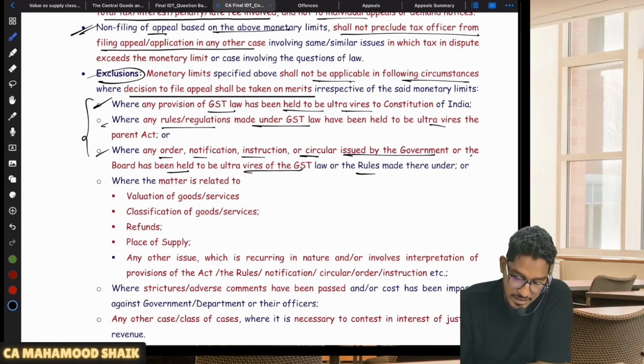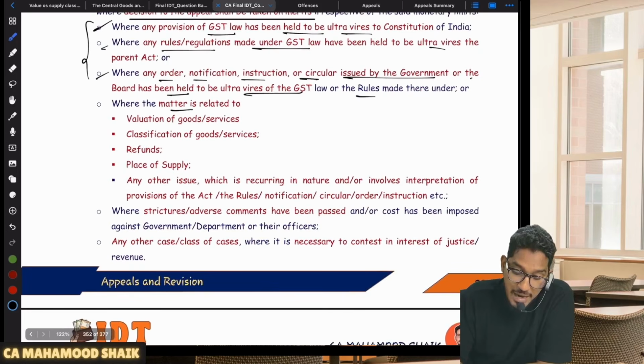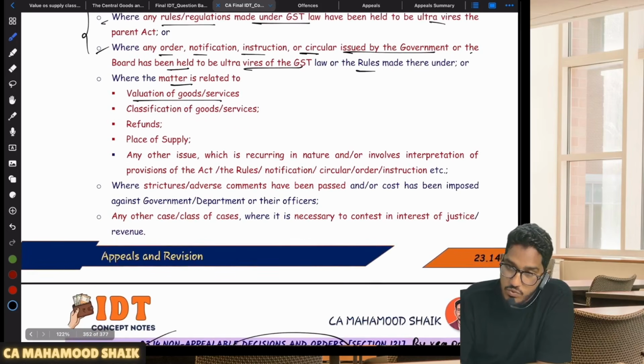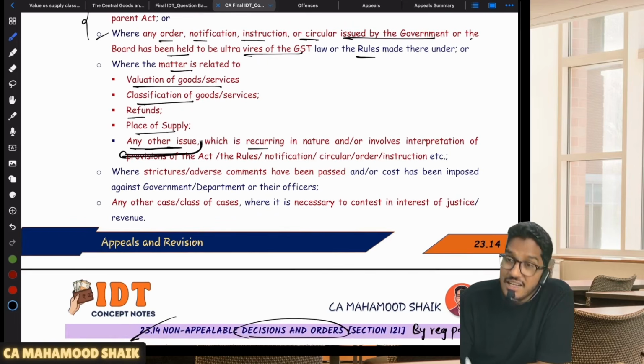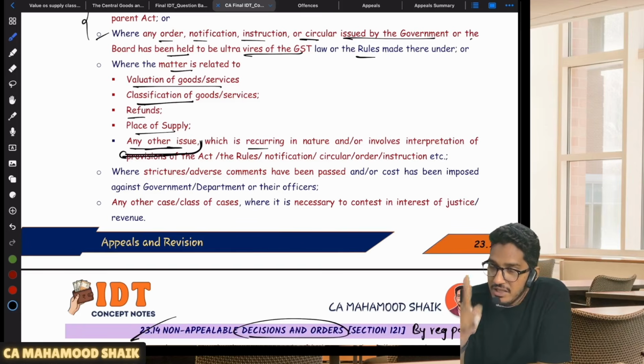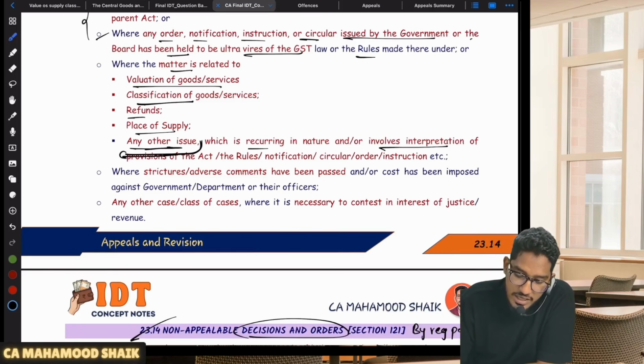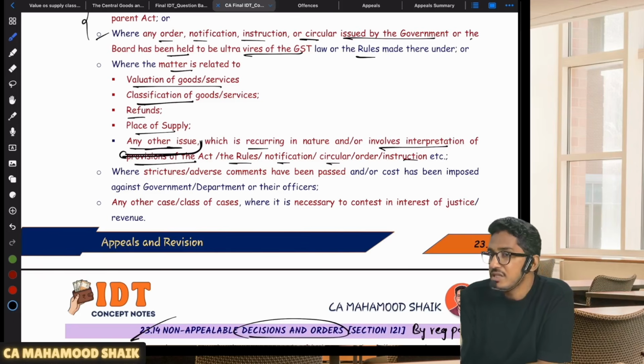Next, also where the matter which you want to go for appeal is related to valuation of goods or services, or classification, or refunds, or place of supply, or any other issue, which is recurring in nature. It is not a one time event, it is recurring in nature. It involves interpretation of provisions of the Act, rules, notification, circulars, etc. That means you have to go to the next level of higher authority. Why? Because it is not a one time event. This event will have a continuing effect. Then also you can go for appeal.